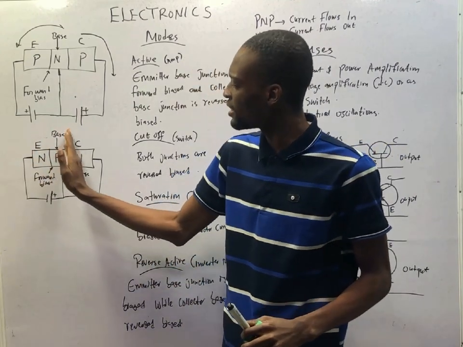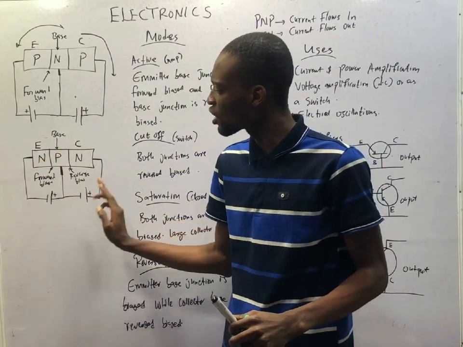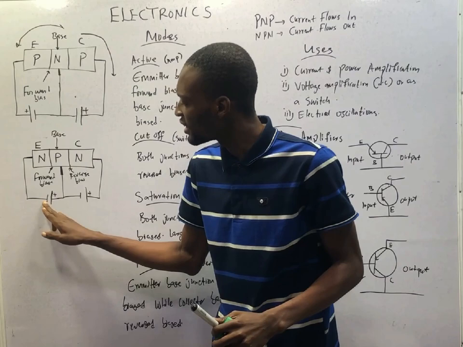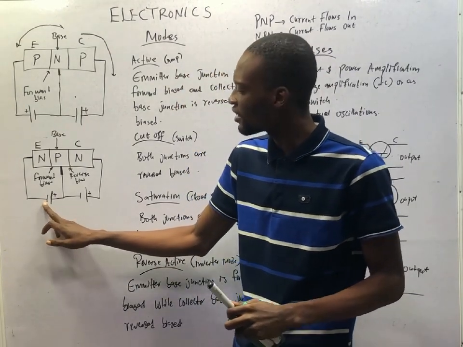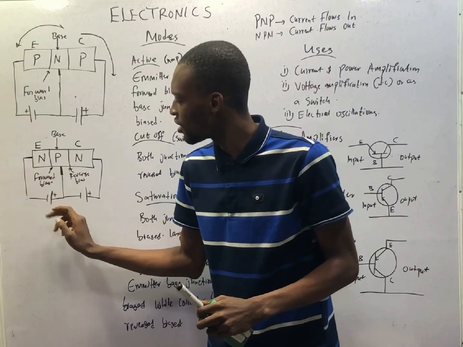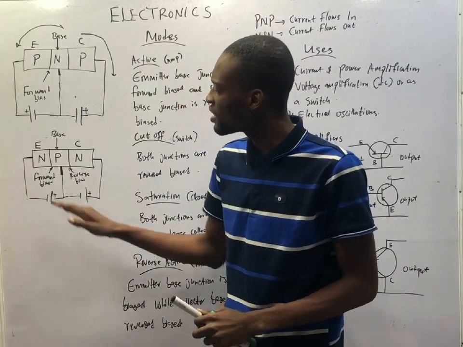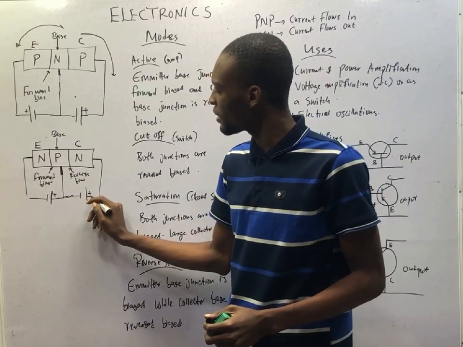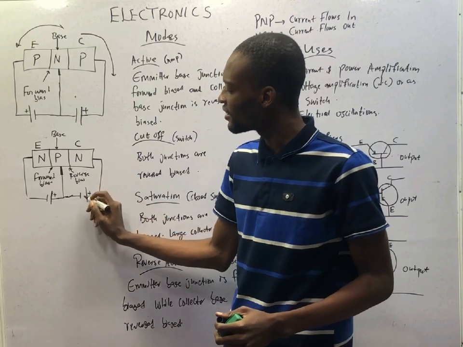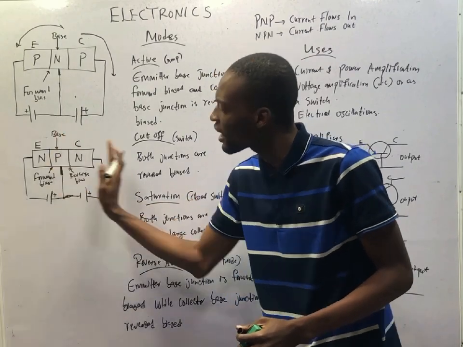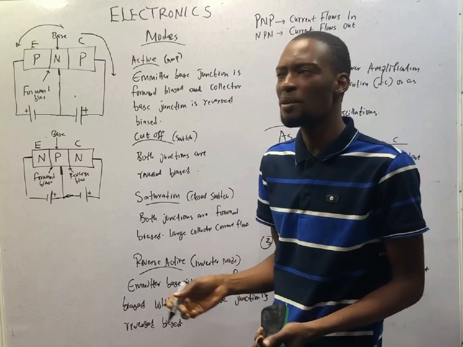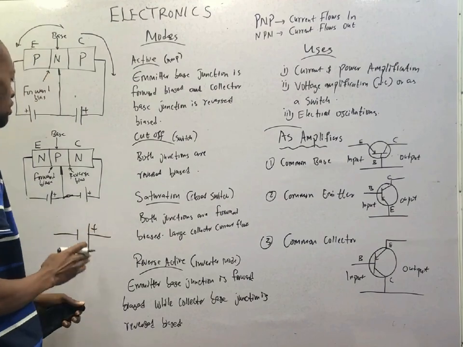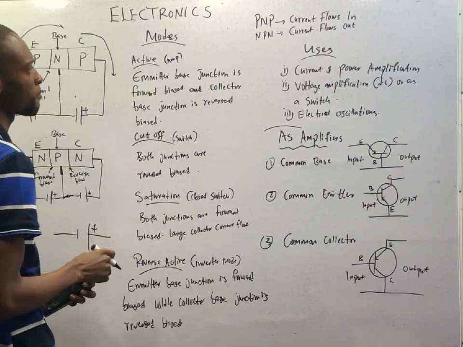This is the emitter, this is the base, and this is the collector. So the base is common between the collector and the emitter. The negative terminal of the battery is connected to the N side. Positive is connected to the P side, which means the emitter base junction is forward biased. In this case, the positive part of the battery is connected to the N side, the negative to the P side. So this other part is reverse biased. And in a battery, current will flow from a higher potential to a lower potential. So current will always flow from this higher part.